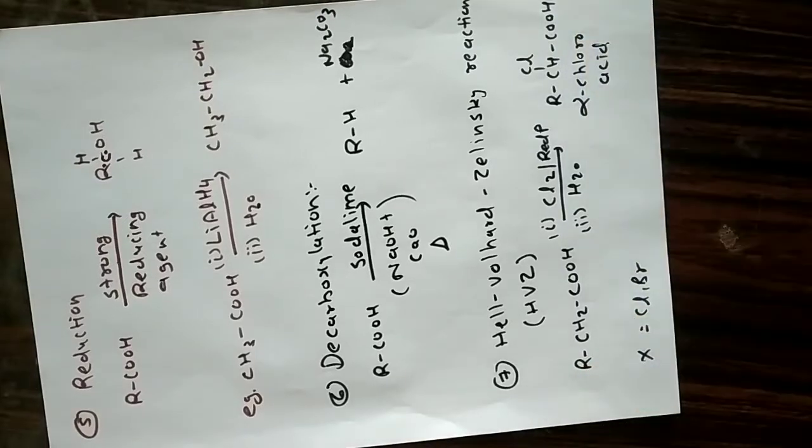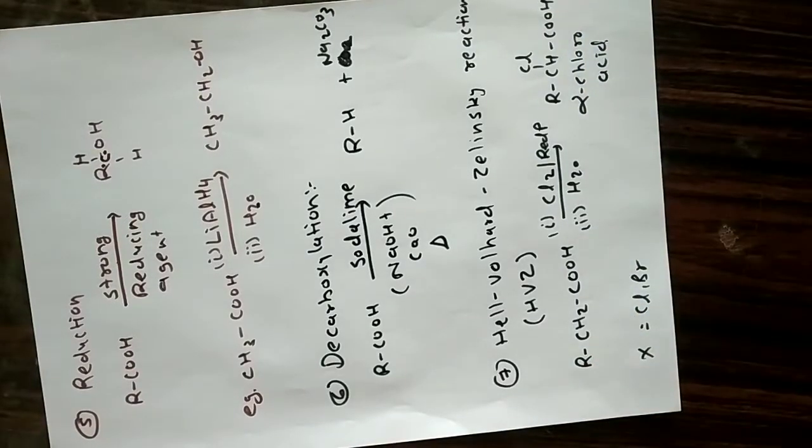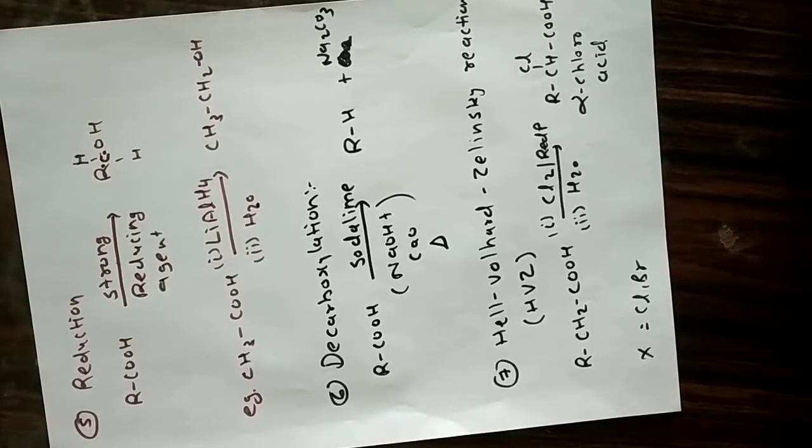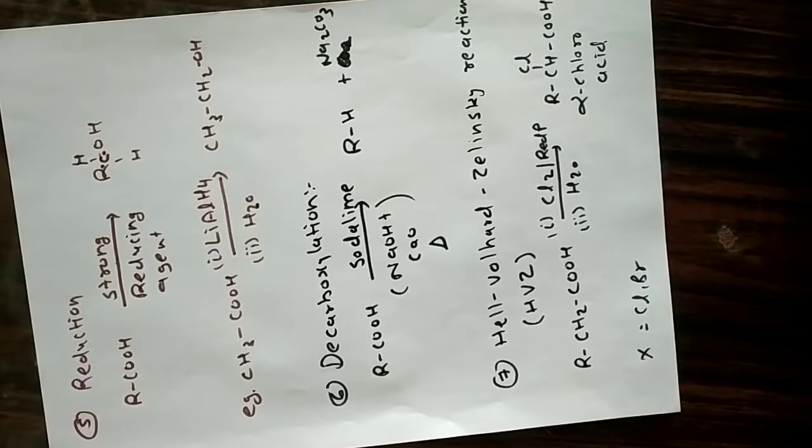Next reaction is reduction reaction of the COOH group. Now to reduce the COOH group, we require a strong reducing agent, and we have learned in the previous chapter also that strong reducing agents are palladium in hydrogen and lithium aluminium hydride. So here I am using lithium aluminium hydride.